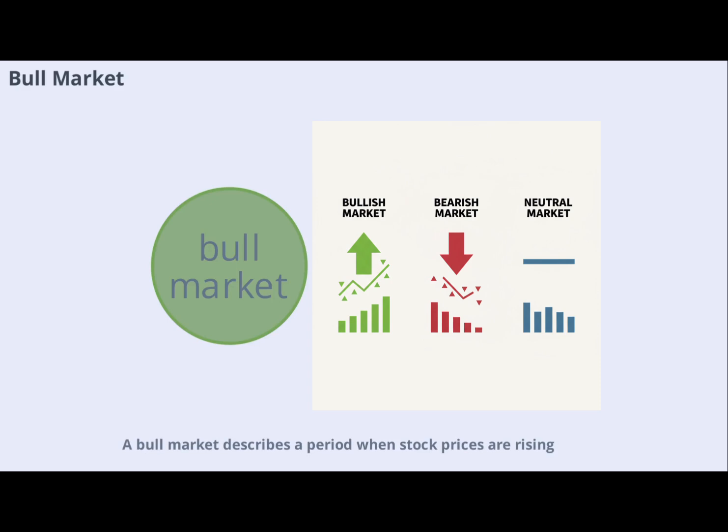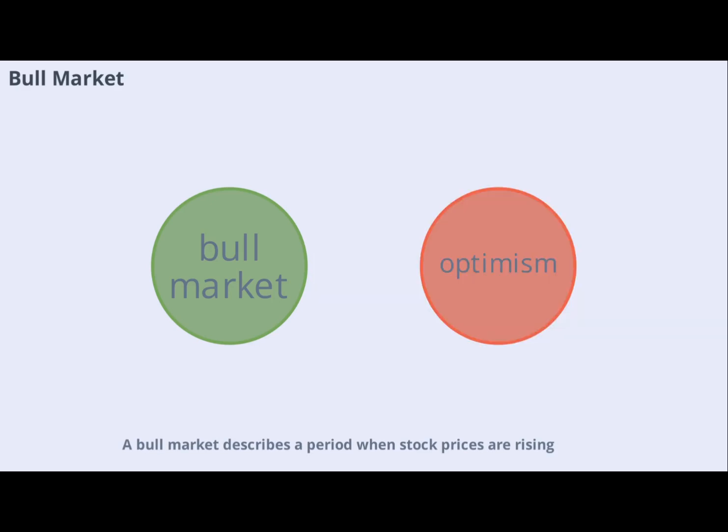A bull market describes a period when stock prices are rising, and investors are generally optimistic about the future. This positive sentiment often leads to increased buying activity, driving prices even higher. Bull markets can last for months or even years, and they're typically associated with strong economic growth and investor confidence.